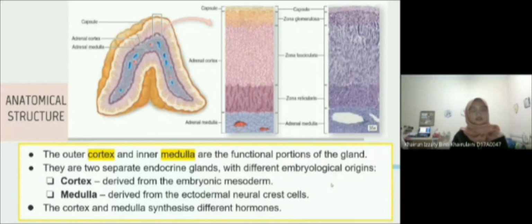The medulla lies in the center of the glands and it is dark brown in color. It contains chromaffin cells which secrete catecholamines such as adrenaline into the bloodstream in response to stress. This hormone produces a fight or flight response. Chromaffin cells also secrete enkephalins which function in pain control.